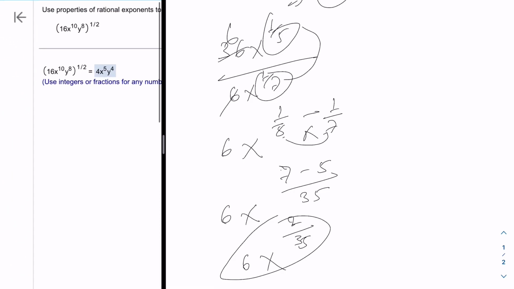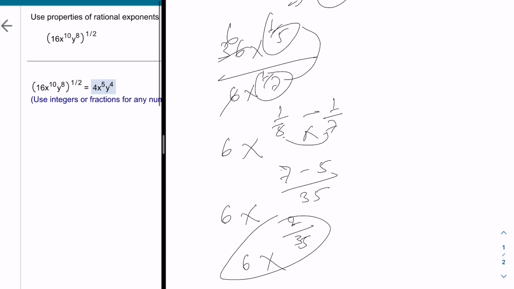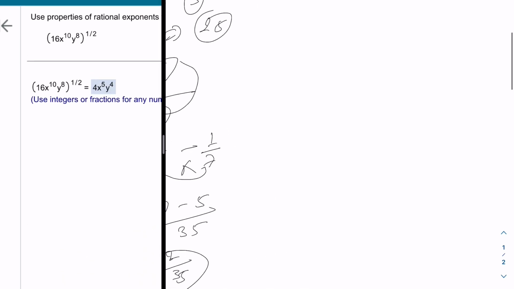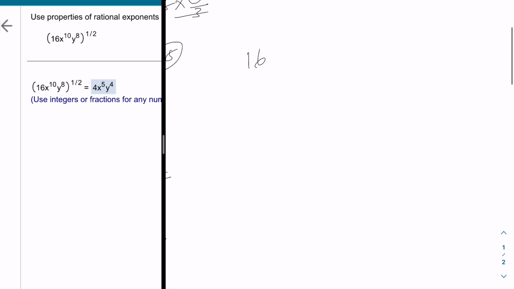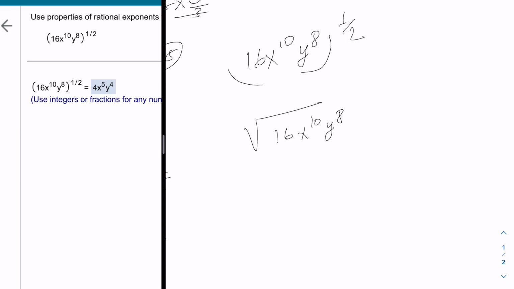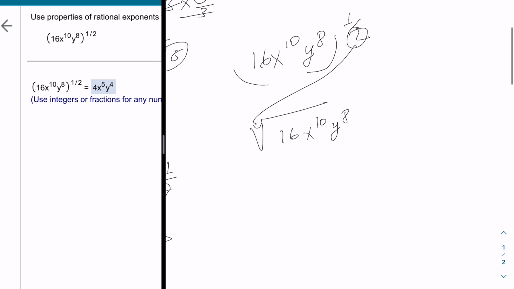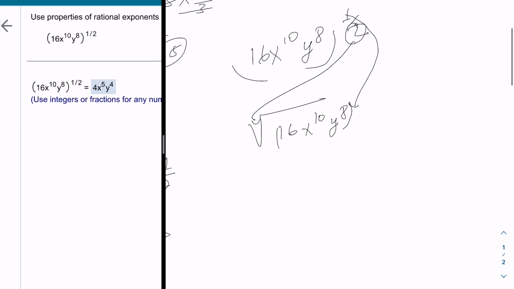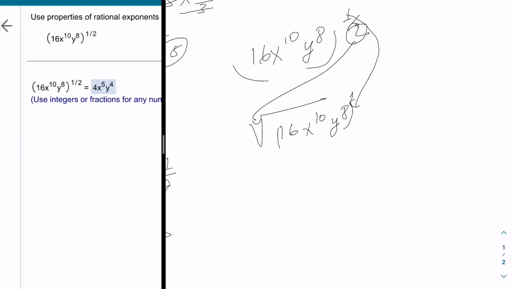27. What's the question on 27? Oh man, it's the same thing. 16x 10 by 8 1 by 2. We can write this thing as square root 16x 10 by 8. This goes here. This is the whole square, so we can write this as this. Got it? Now try to solve this thing.